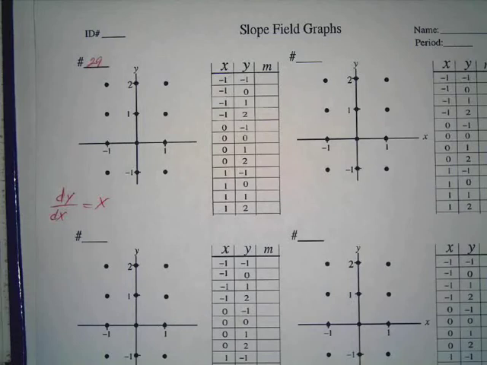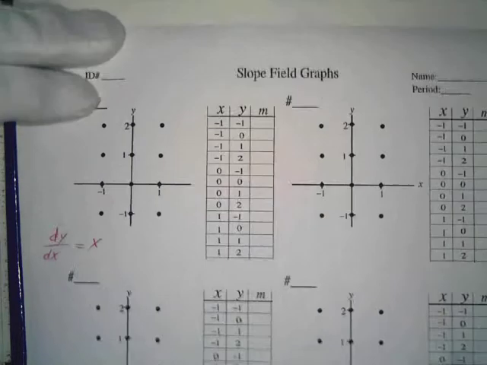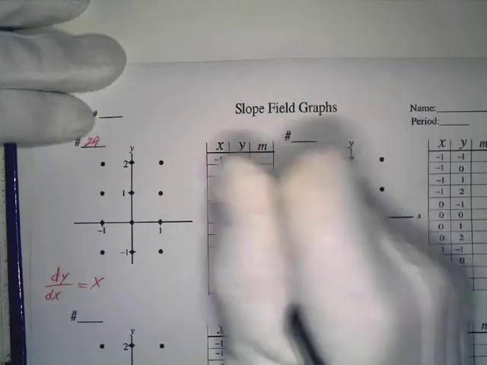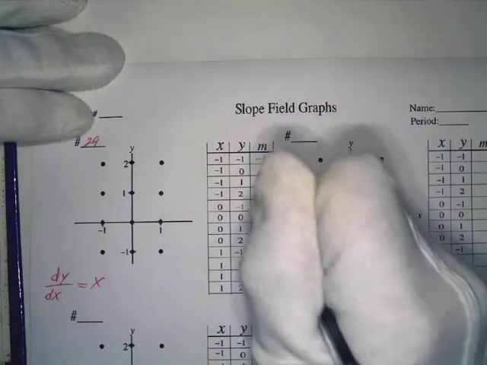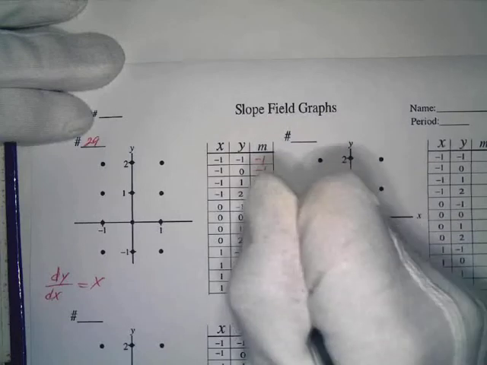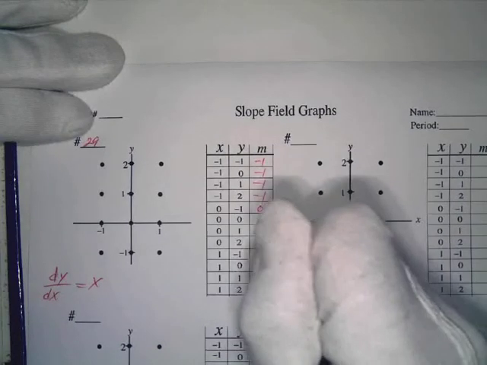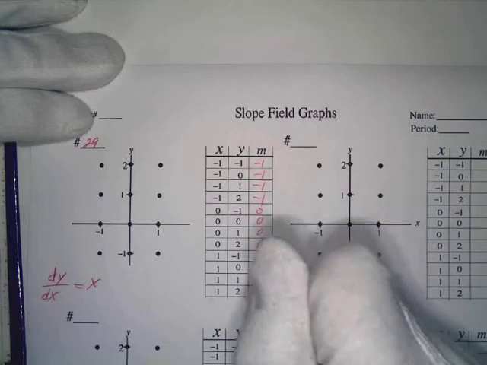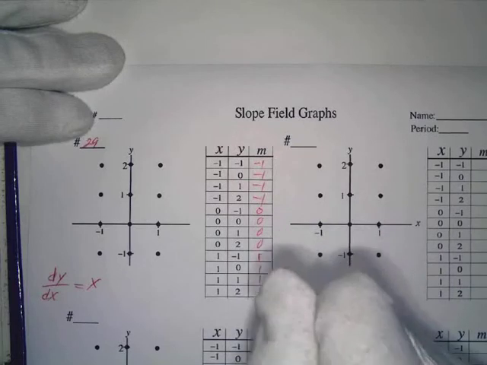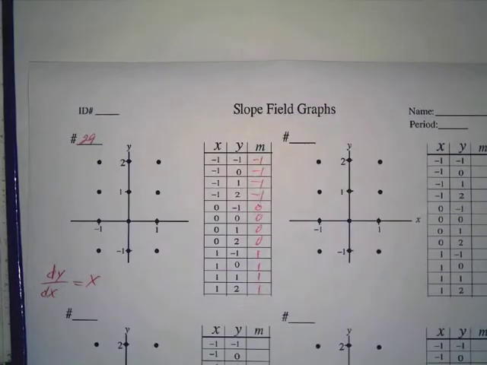Okay, there's some more problems from section 6.1, and these are the slope fields, and we have to fill in these little points. So the first one is dy/dx equals x. This would be pretty easy because my slopes would be just whatever x is. So here x is -1, so my slope would be -1, -1, -1, -1, 0, 0, 0, 0, 1, 1, 1, 1. So that'd be easy.